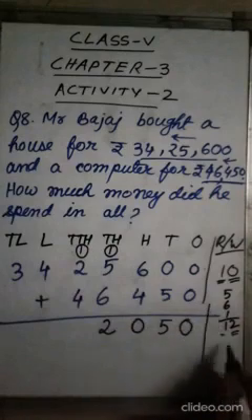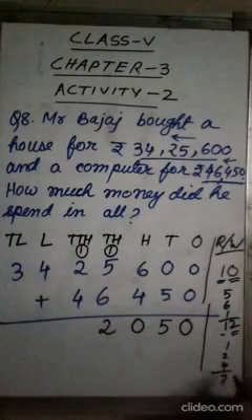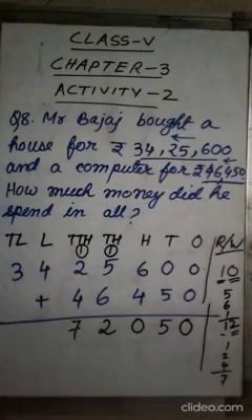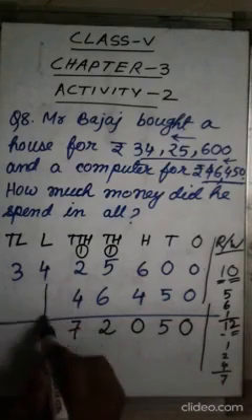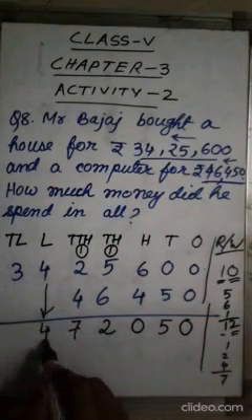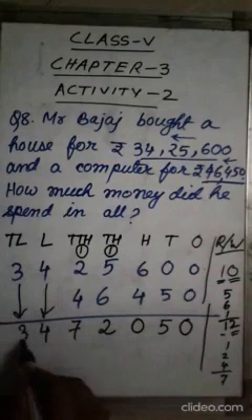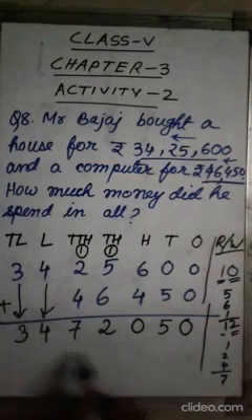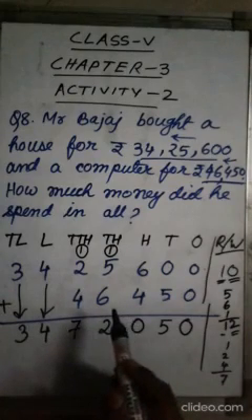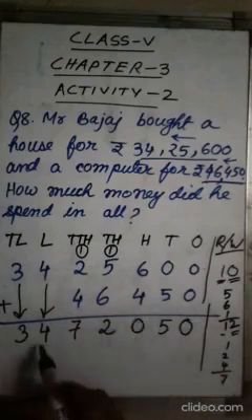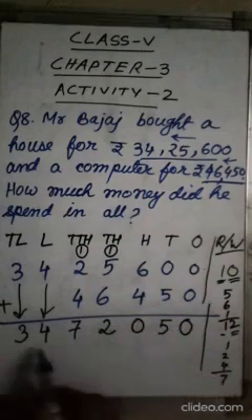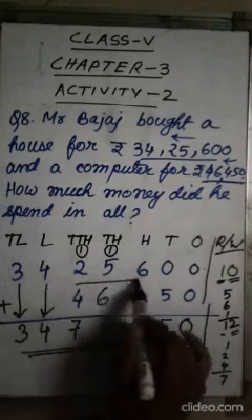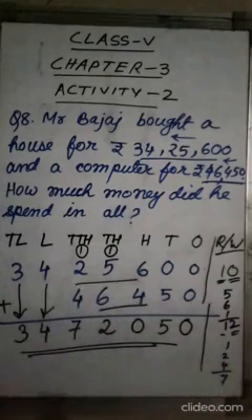1 plus 2 plus 4, that is 7. 7 I shall write here. 4, there is no number here, so 4 will be 4. 3 will be 3. Therefore, Mr. Bajaj spent rupees 34,72,050 for the house and the computer.